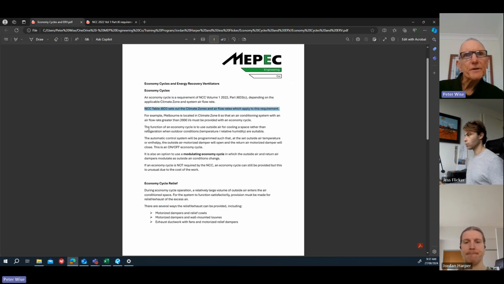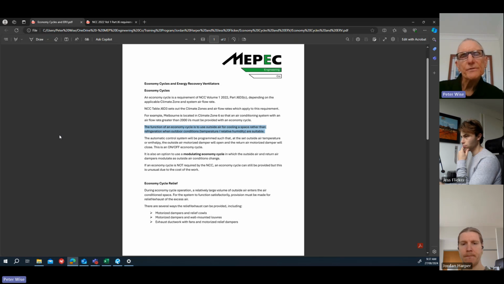Basically, an economy cycle, well, let me read through this. The function of an economy cycle is to use outside air for cooling a space rather than refrigeration when the outdoor air conditions of temperature and relative humidity are suitable. So in other words, the way the system is, I tried to find a schematic, but I couldn't find one. And I'm not very good at drawing things.